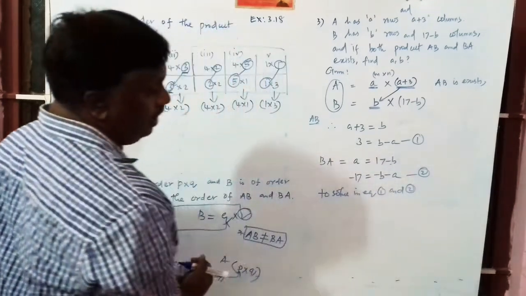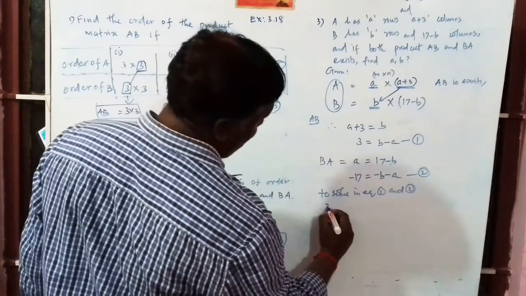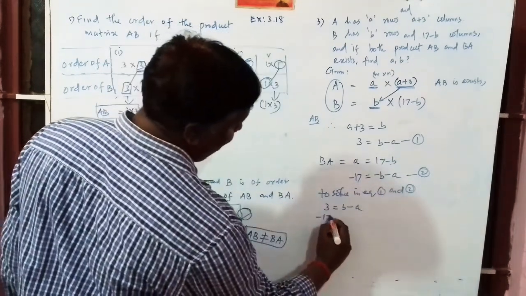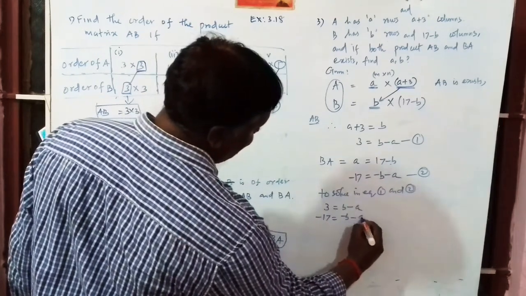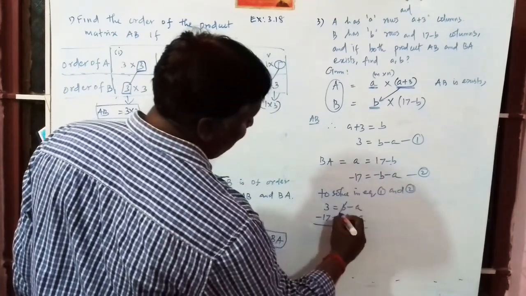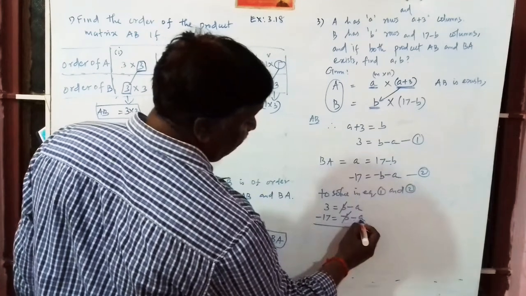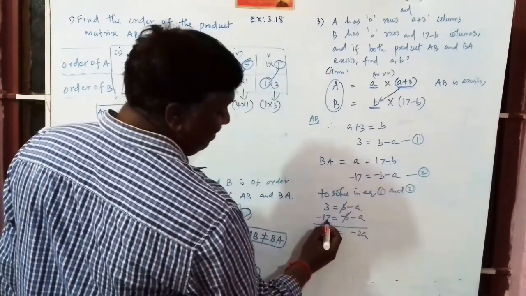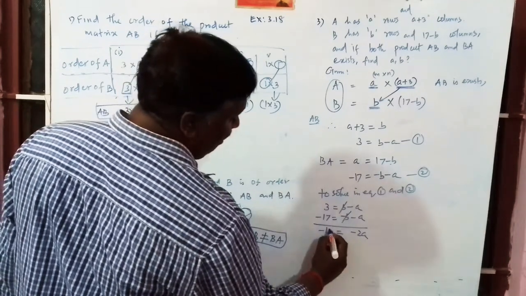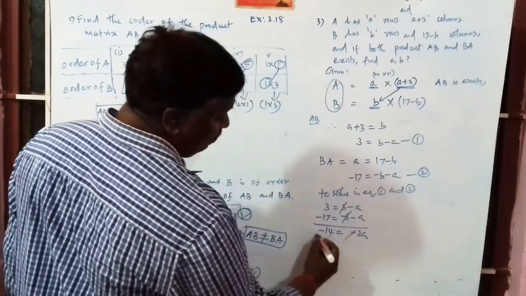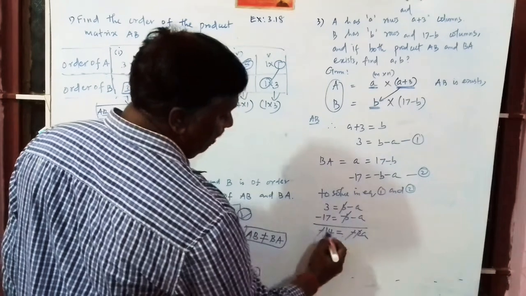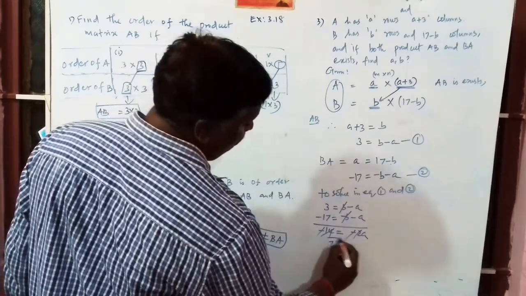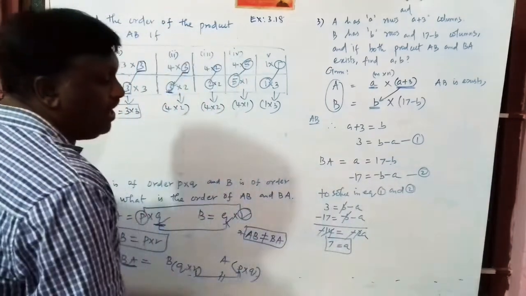Adding 1 and 2. The first equation: 3 equal to B minus A. In the second equation: minus 17 equal to minus B minus A. Adding 1 and 2, plus B and minus B get cancelled. Minus A plus minus A equal to minus 2A, equal to minus 17 plus 3, which is minus 14. The negative signs on both sides get cancelled. 2 is 1 time, 14 divided by 2 is 7 times. So A equal to 7. What is the A value? A equal to 7.